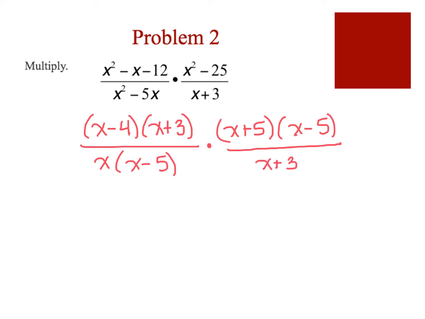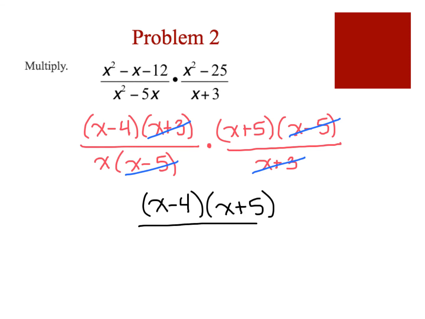Now I'm going to cross simplify. I have an x plus 3 here and x plus 3 here, and I have an x minus 5 and x minus 5. So I'm left with x minus 4 times x plus 5, all divided by x. And that is our final answer.